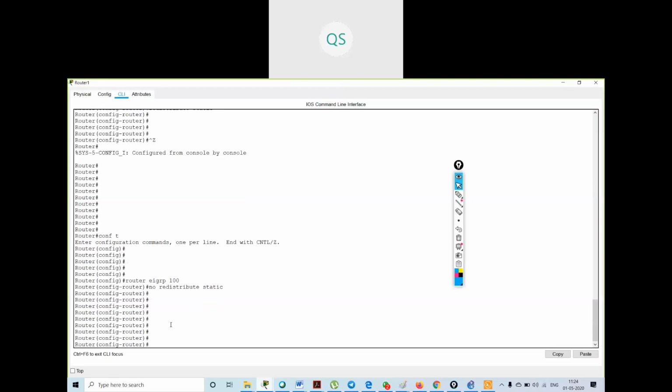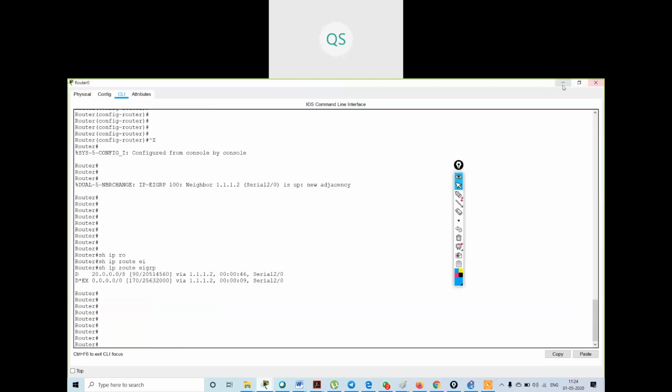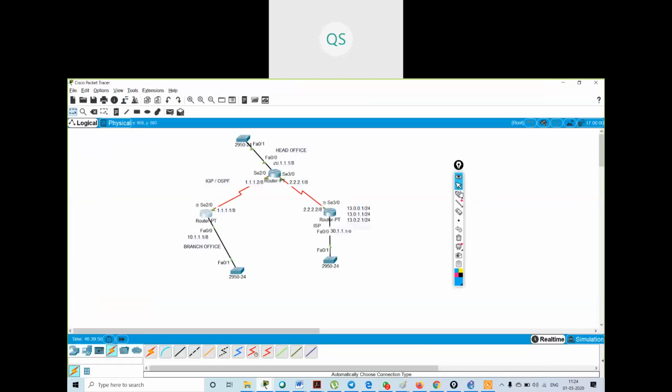Now over here the command is different. What you have to give over here? See what we were doing. We were saying default information originate, which just advertises whatever default route is configured between you and the ISP, from the origin.